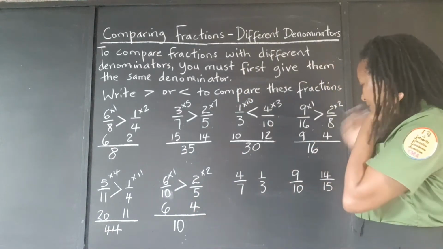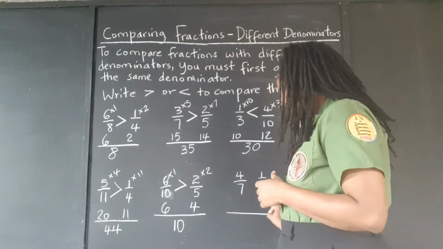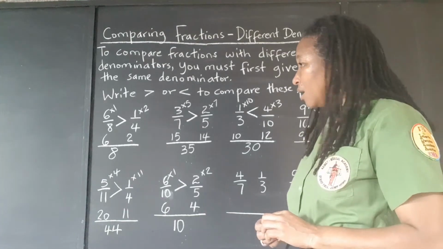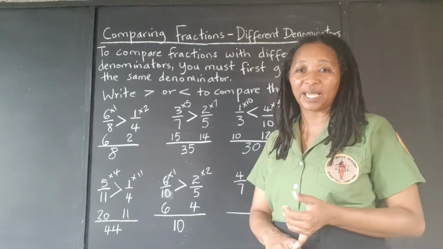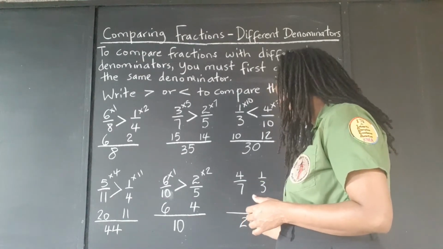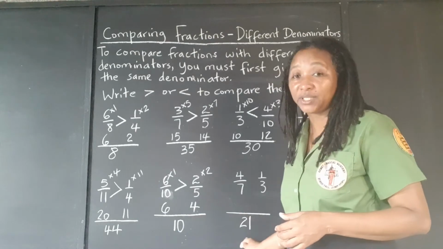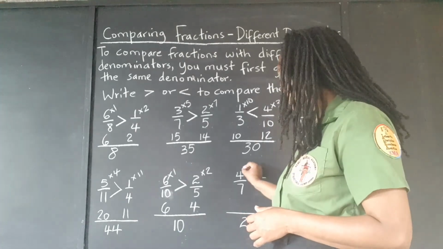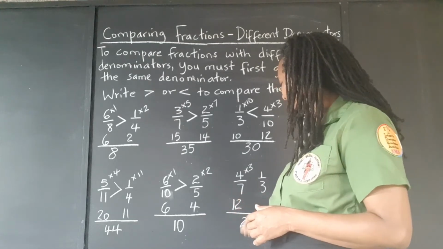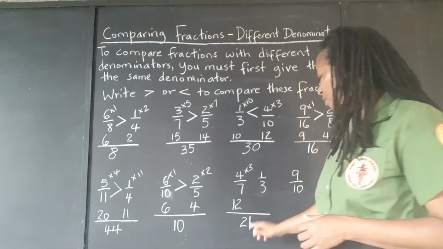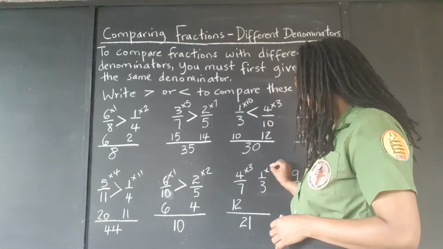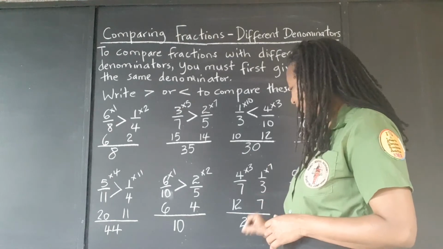Alright, so we have these two to go. We're finding the LCM for 7 and 3. The smallest number that 7 can go into and 3 can also go into will be 21. 7 goes into 21 3 times. 4 times 3 is 12. 3 goes into 21 7 times. 1 times 7 is 7.